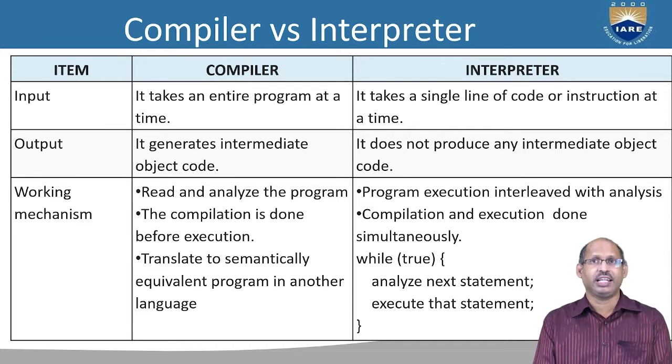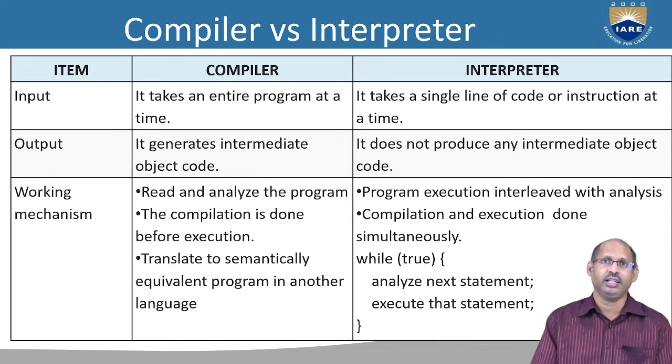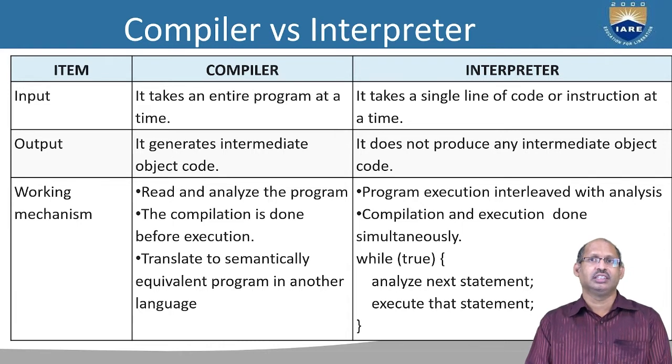Compiler will take an entire program at a time. Interpreter takes a single line of code or instruction at a time. So input: the compiler takes an entire program at a time, while the interpreter takes a single line of code or instruction at a time. Line by line execution is the interpreter.